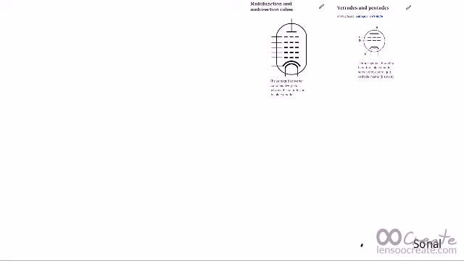We have diode, triode, and now we have tetrodes also, pentodes also, and multifunction and multi-section tubes, shown on the right hand side at the top. So the invention of vacuum tubes actually brought in the age of electronics.